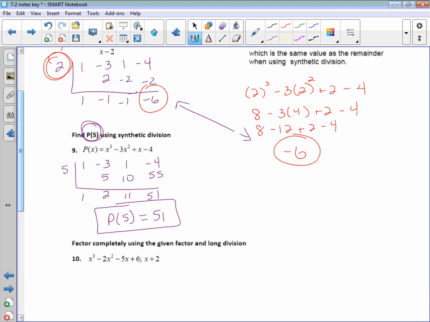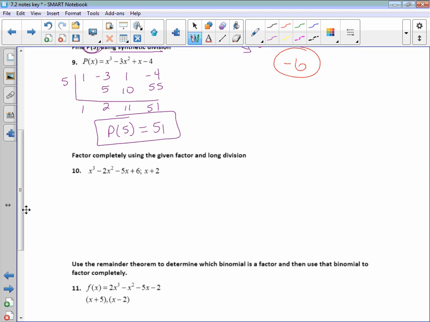Yeah, it's simple. It's just understanding what the directions are asking you to do. Yeah, you can plug it in if you want to check, but I'm confident in our adding. Yeah, it's just another way to check. And since I said find P of 5 using synthetic division, you had to show the synthetic division together. Okay?